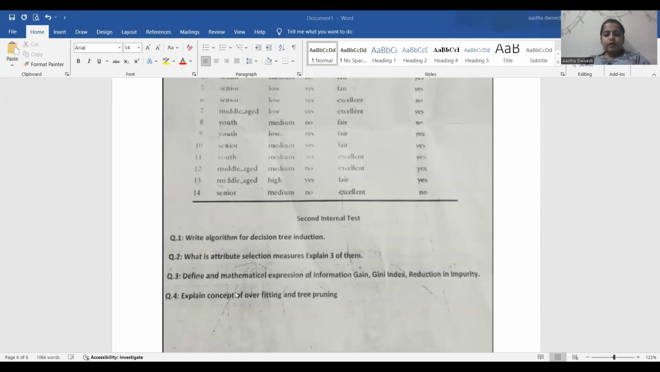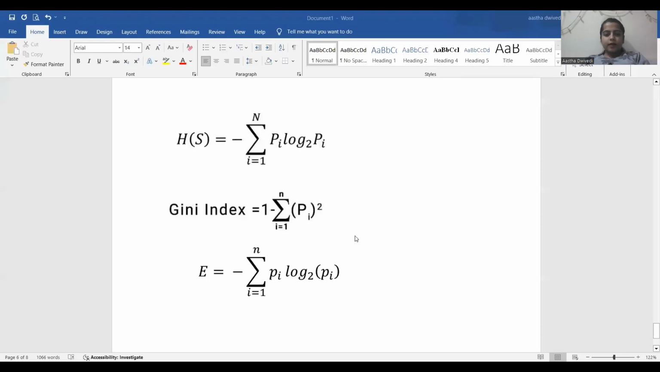The next question is: define and give the mathematical expression of information gain, Gini index, and reduction in impurity. So we have seen the definition of each one of them. Now we will see the mathematical expression for each. The mathematical expression for information gain is: H of S equals minus summation i to n, p of i log base 2 p of i. And the mathematical expression of the Gini index is 1 minus summation i to n, p of i whole squared.